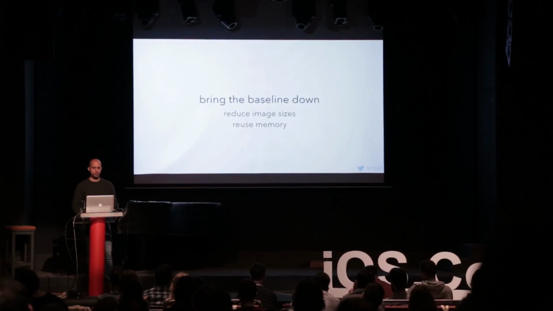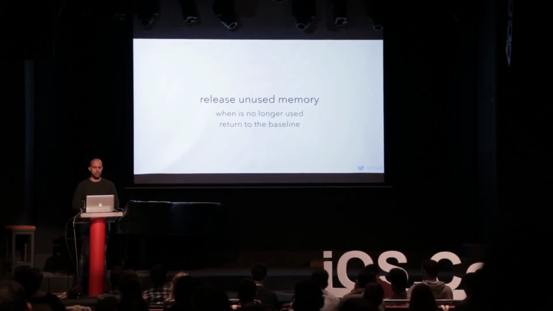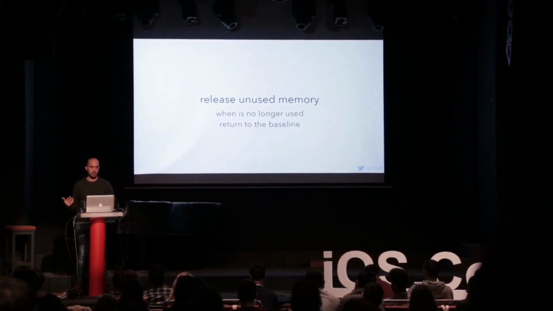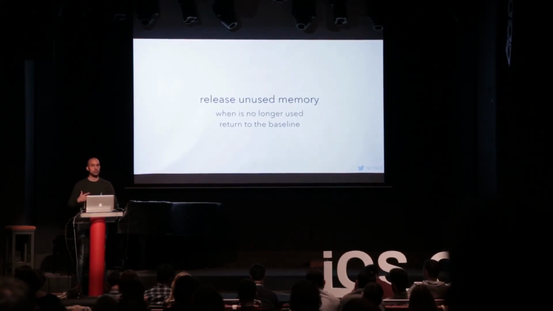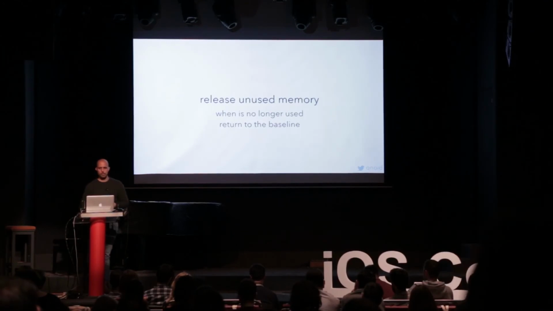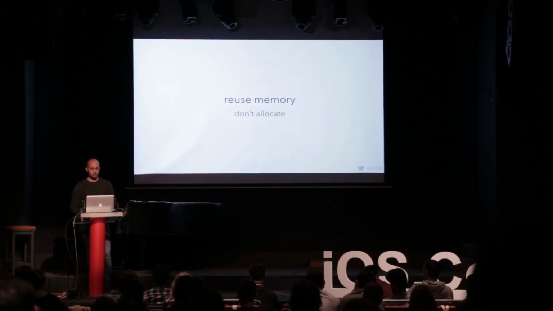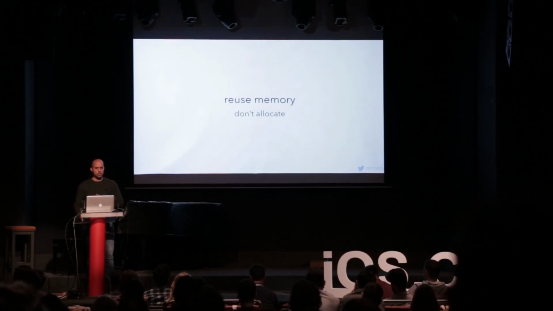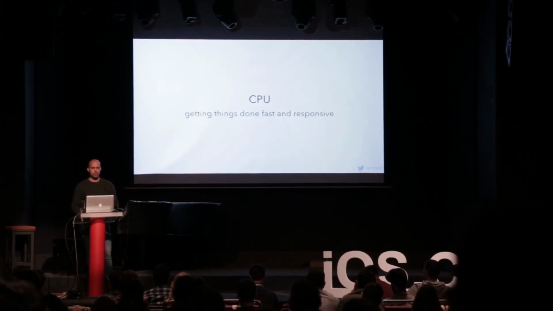So what do you do? You bring the baseline down. That's the first thing. You bring the baseline down by reducing image sizes, by reusing memory. So reuse memory as much as possible. You release any unused memory. Any memory that is no longer used, you should release it, and you should make sure that you return to the baseline. If you're not returning to the baseline, you're leaking, okay? Or you have unused memory. So you should always return to the baseline. Reuse memory, so don't allocate more. And next, CPU.